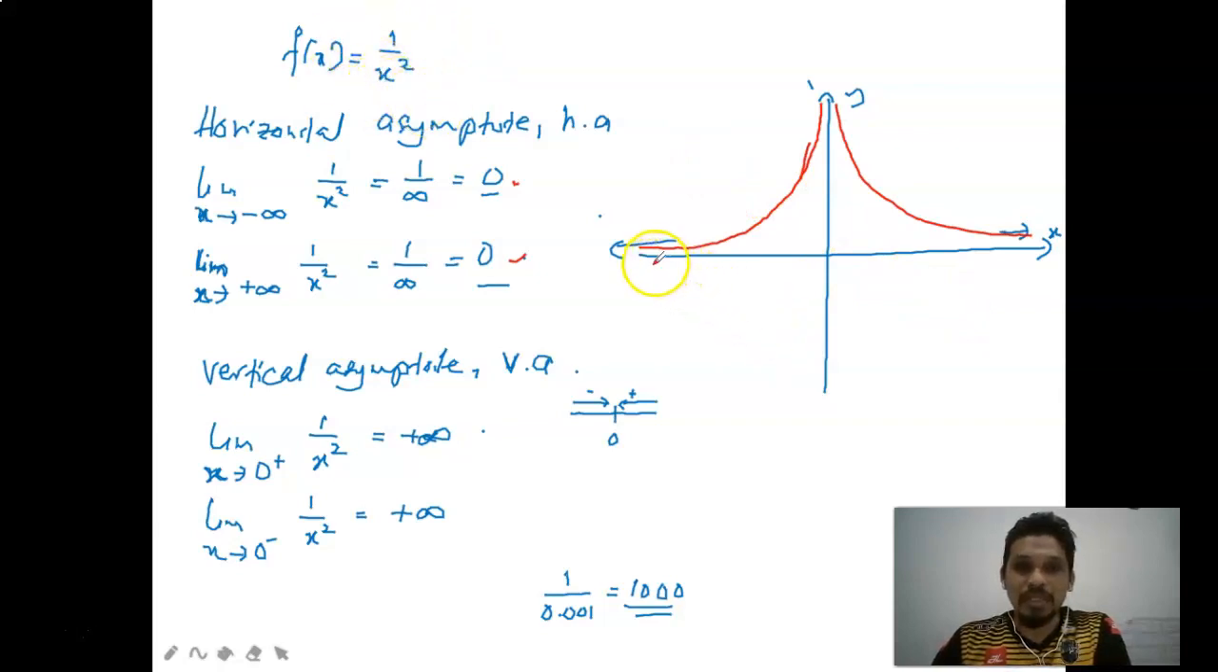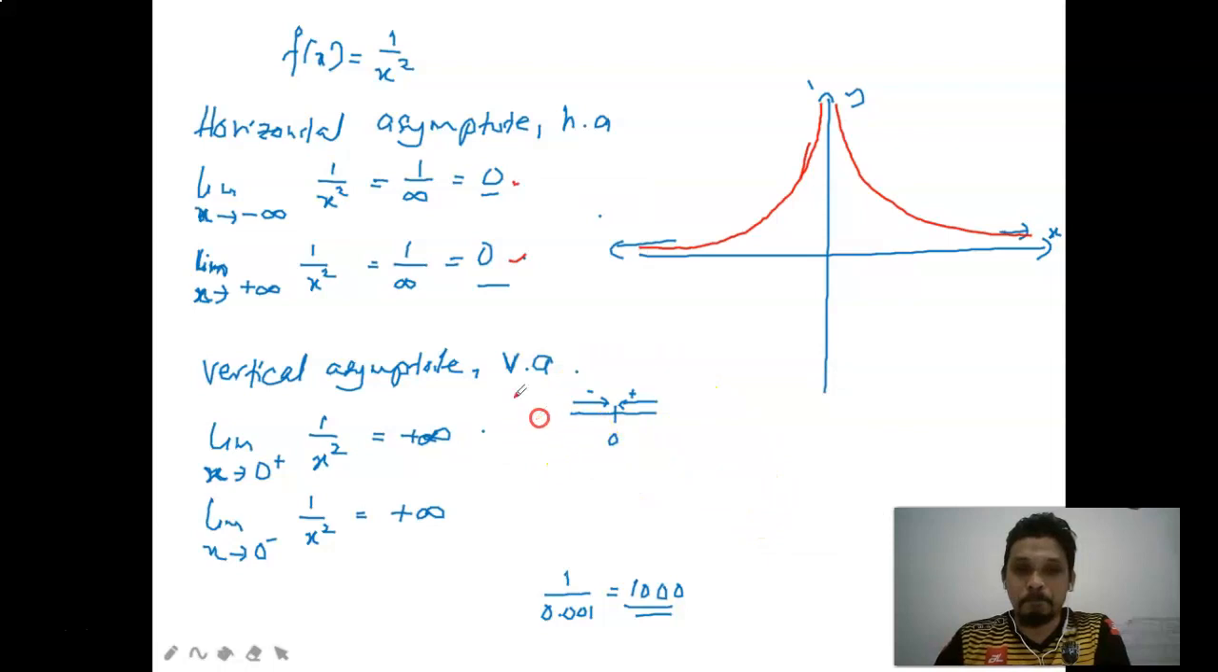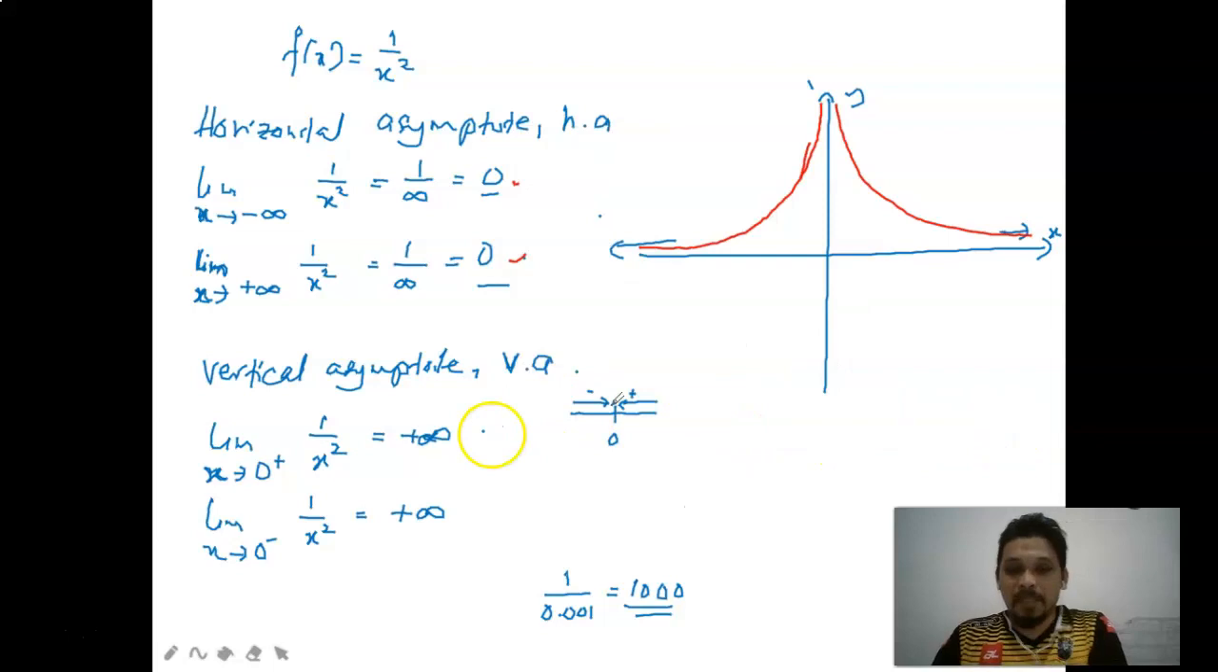As you see here, the domain is all real numbers of x, except for x equal to 0. The horizontal asymptote is y equal to 0, and the vertical asymptote is x equal to 0.